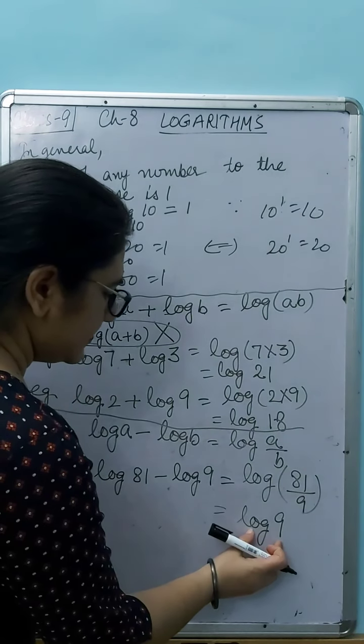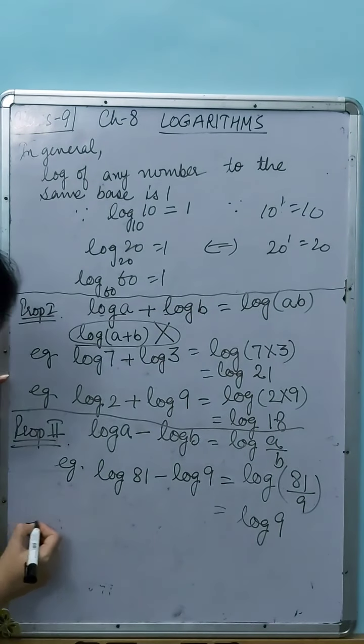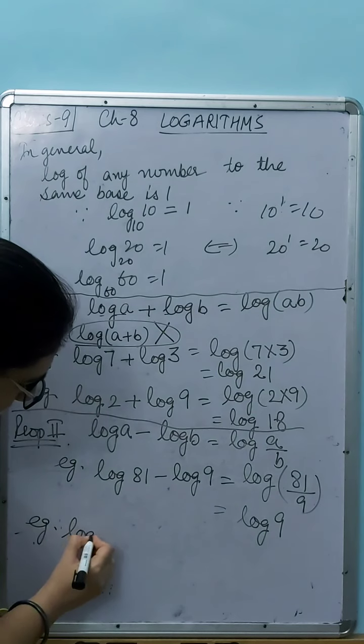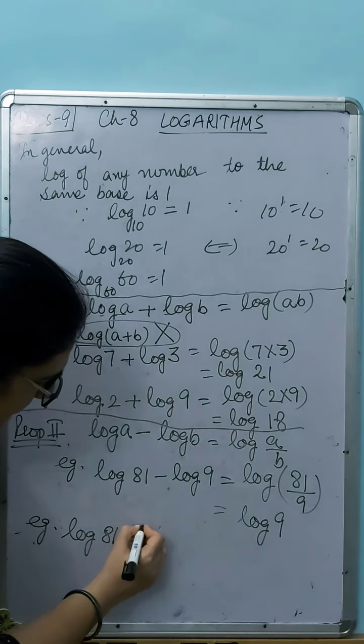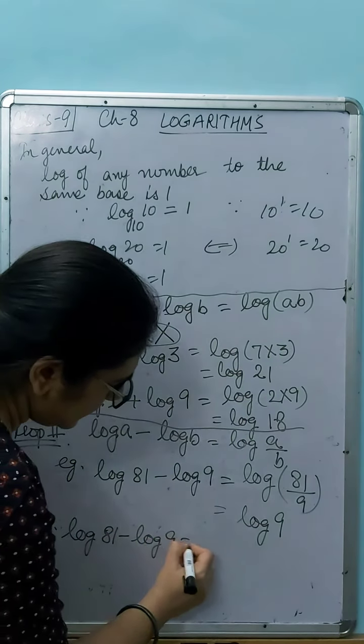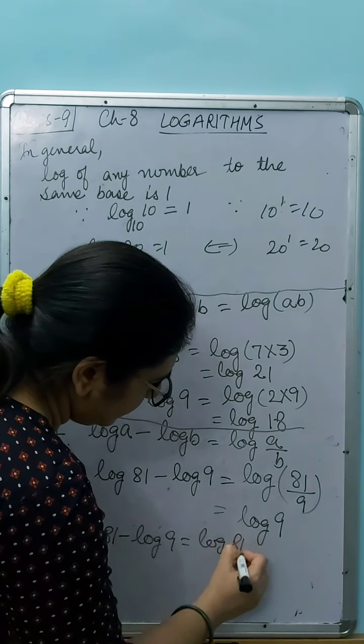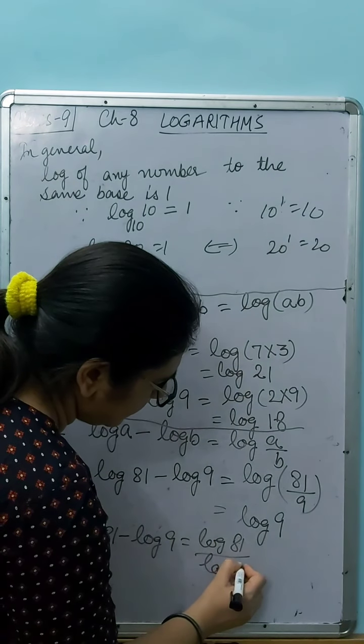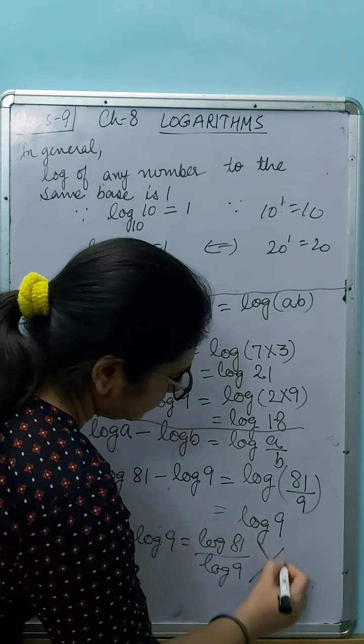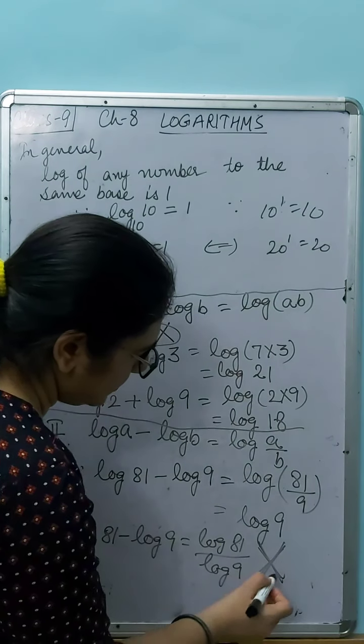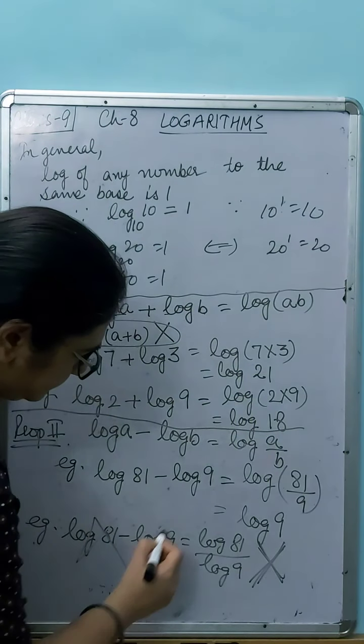Log 9 is the answer. But some people make mistakes like this. Log of 81 minus log of 9 is equal to log of 81 over log of 9. This is wrong. Totally wrong. You cannot do this step.